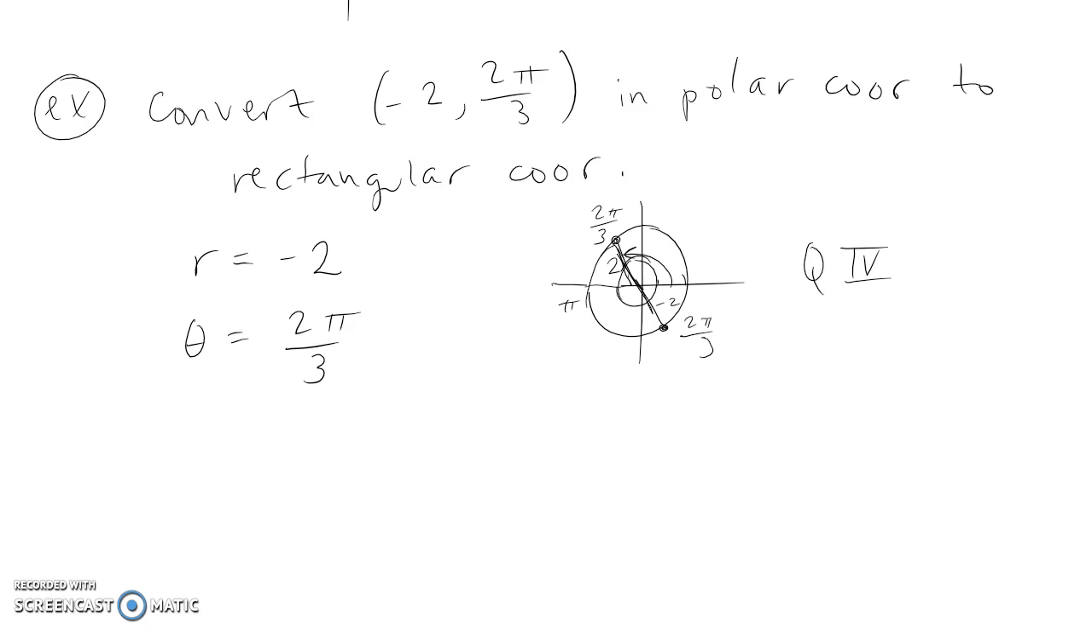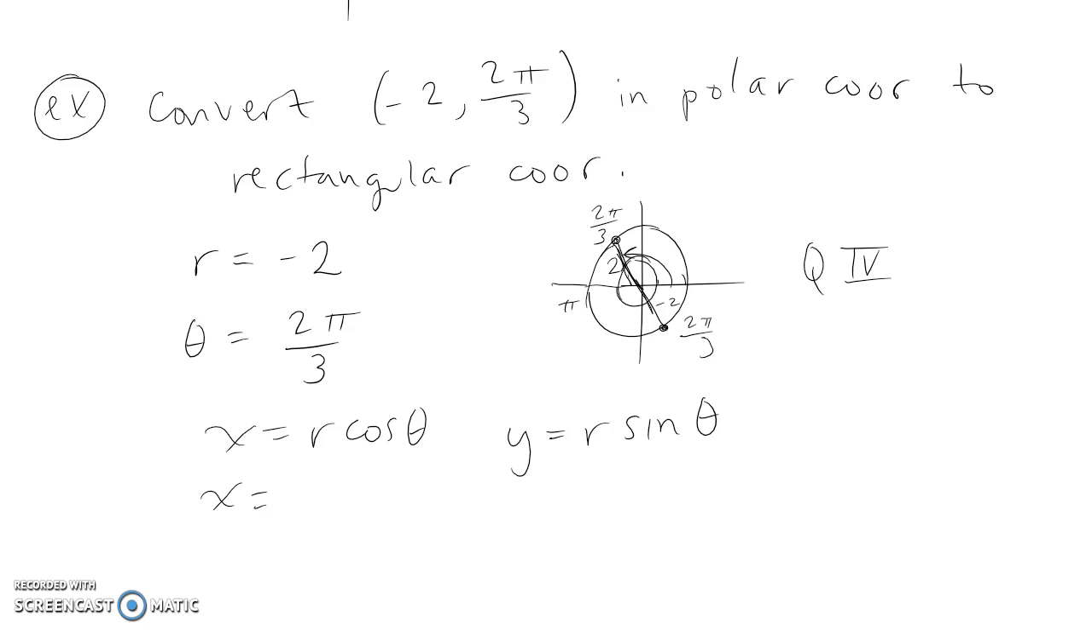But it's always across, so you treat it like it's +2, and then you extend the line and go to that angle. Okay, so we're at quadrant 4 here. All right, so let's use the conversion factors that we have above. X is equal to r cosine of theta, and y is equal to r sine of theta, and we're going to plug in what we know.